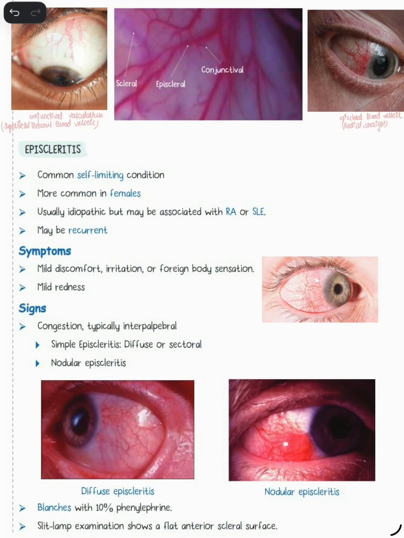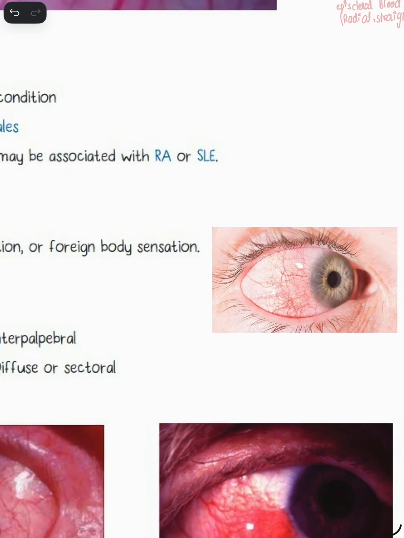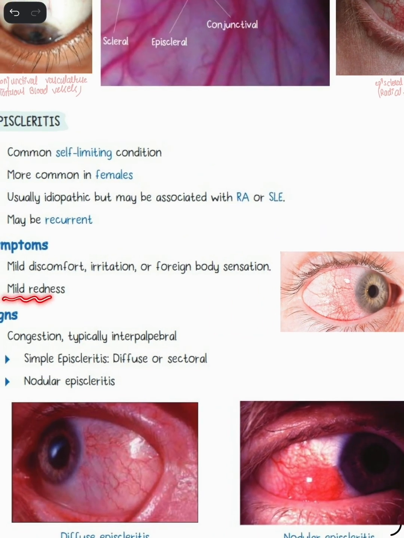The symptoms of episcleritis: these patients do not present with pain, but there is mild redness, mild discomfort, irritation, or foreign body sensation. There is no pain in episcleritis. There can be mild redness and discomfort, irritation, or sensation of a foreign body.